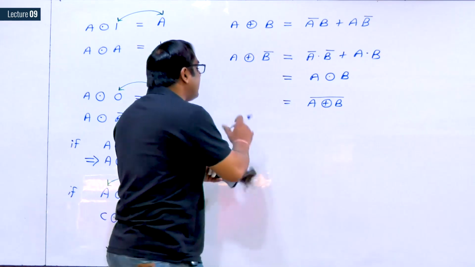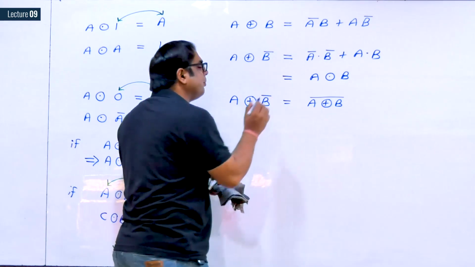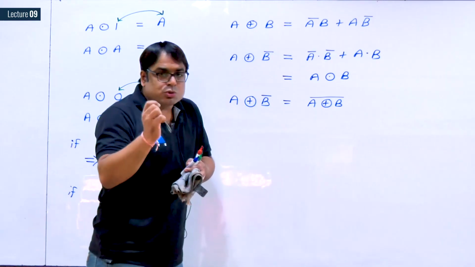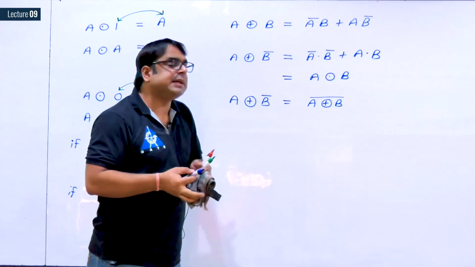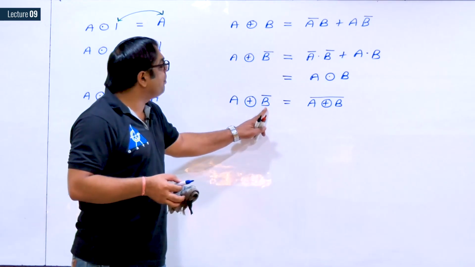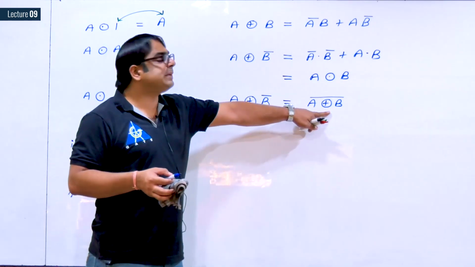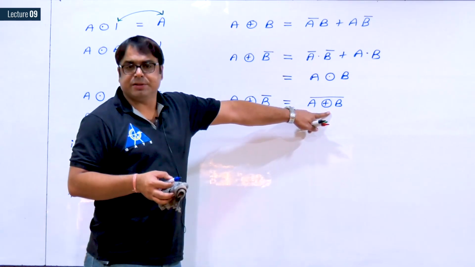So what was on the left hand side? Left hand side was A XOR B complement. So you can see the conclusion here, it is again a special function in which if I complement one of the inputs, the whole expression gets complemented.